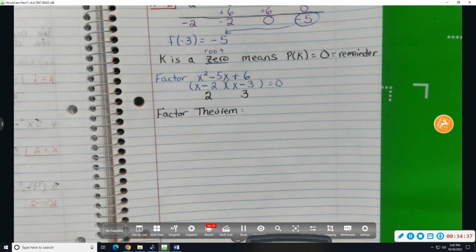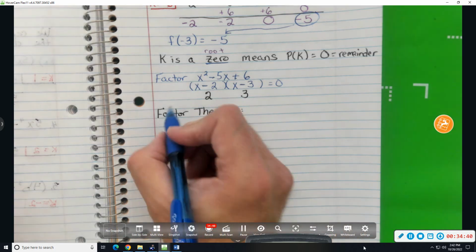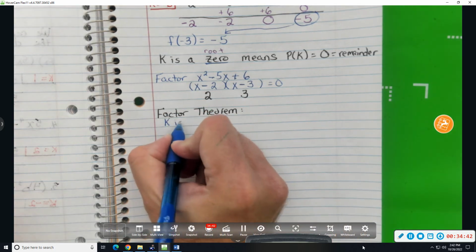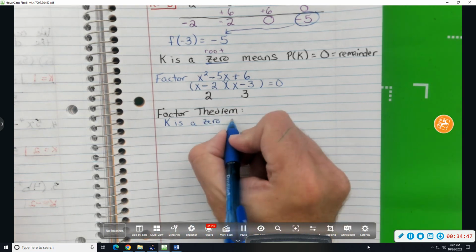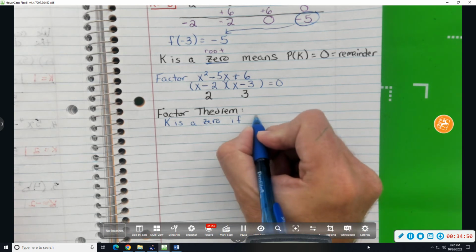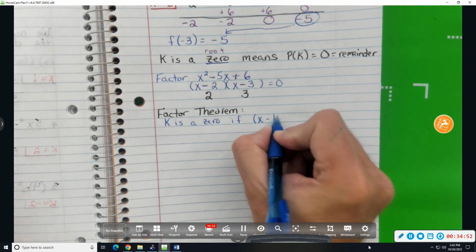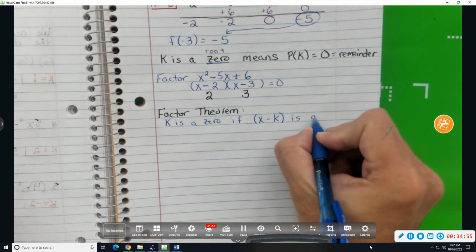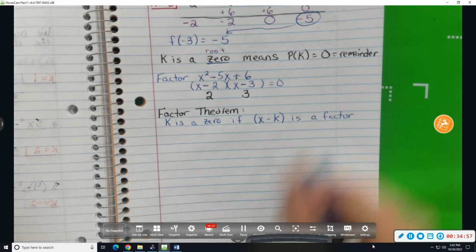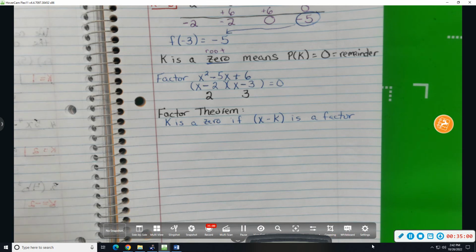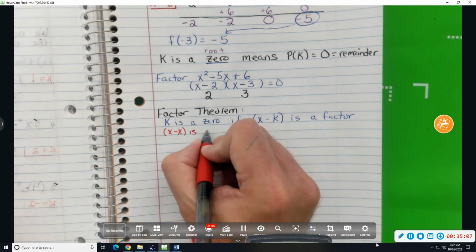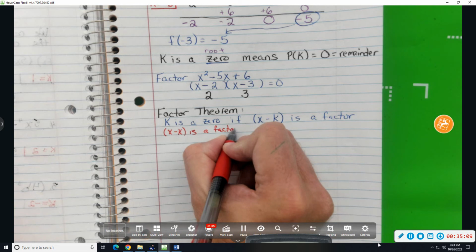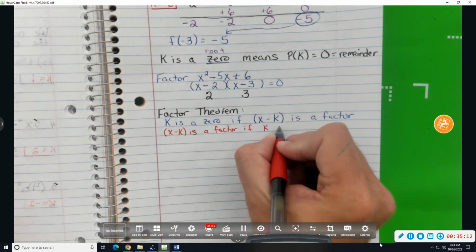The factor theorem says K is a zero if x minus k is a factor. It also says it the other way. x minus k is a factor if k is a zero.